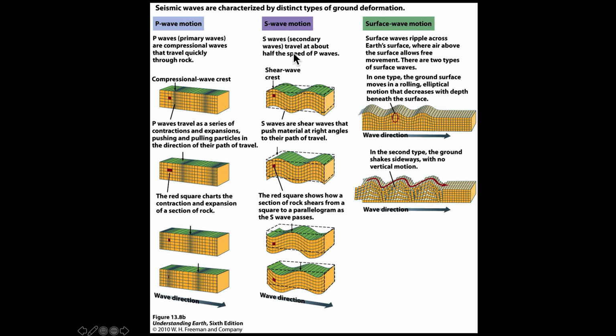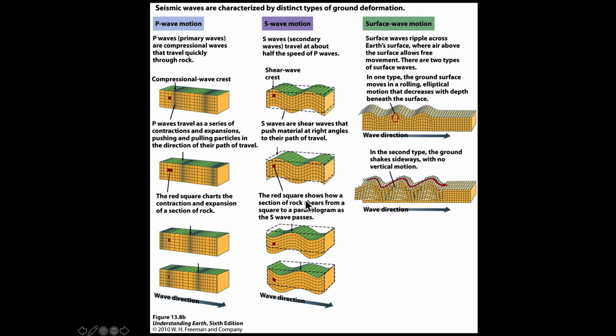S waves, on the other hand, secondary waves, travel at about half the speed of primary waves. And here, we're going to see a displacement of a block of rock. So these S waves are shear waves that push material at right angles to the path of travel, just like waving a rope or a garden hose, or this time of year, shaking your extension cord out of the snow to plug your car in.